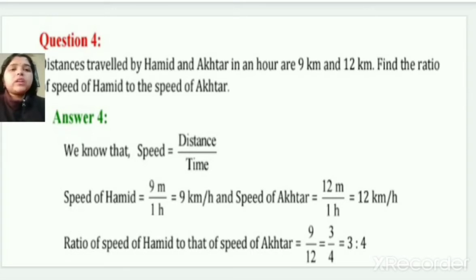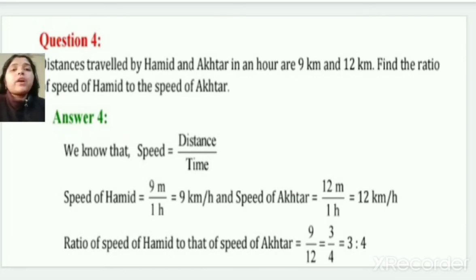And speed of Akhtar is given. How much distance is traveled? Yes. It is given 12 in 1 hour. So speed is equal to distance upon time. So yes, Akhtar traveled distance 12 and time is 1 hour. So 1 will remain as it is. So it will be 12 kilometer per hour.